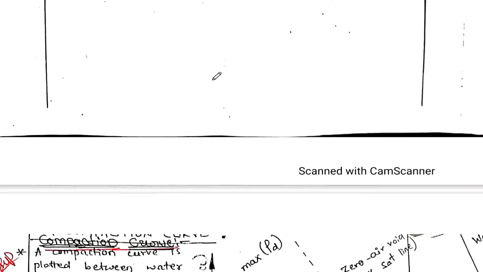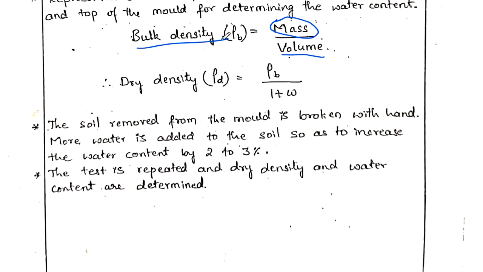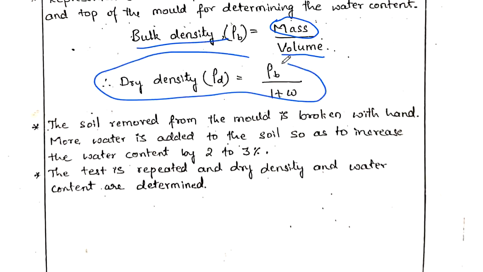Further, using this bulk density, a representative soil sample I have to keep for water content determination. For water content determination, I have to find out the water content. If we know the water content and bulk density, I can find out the dry density.